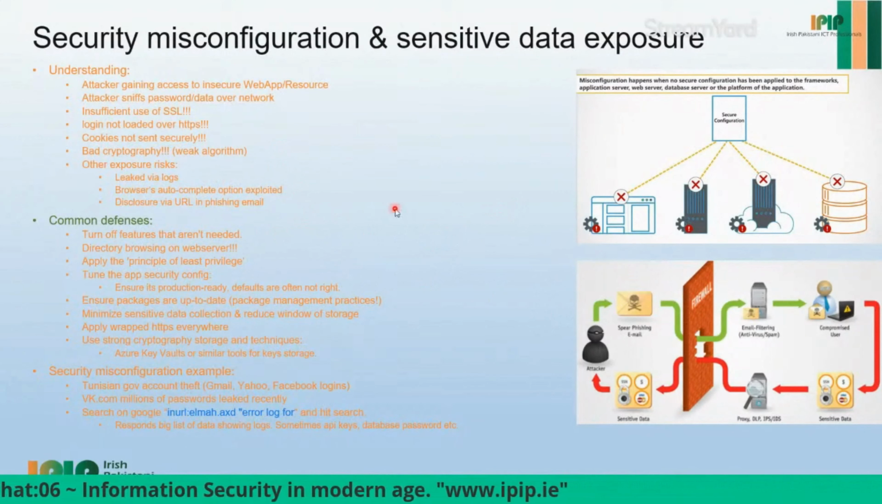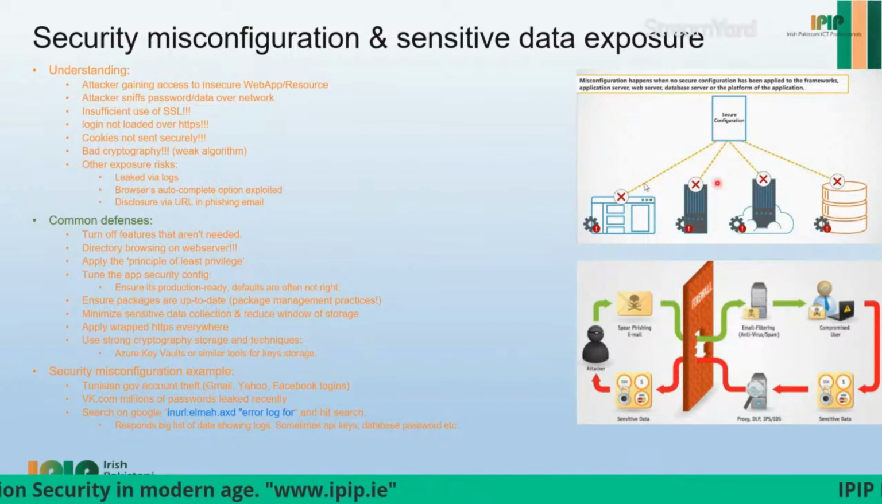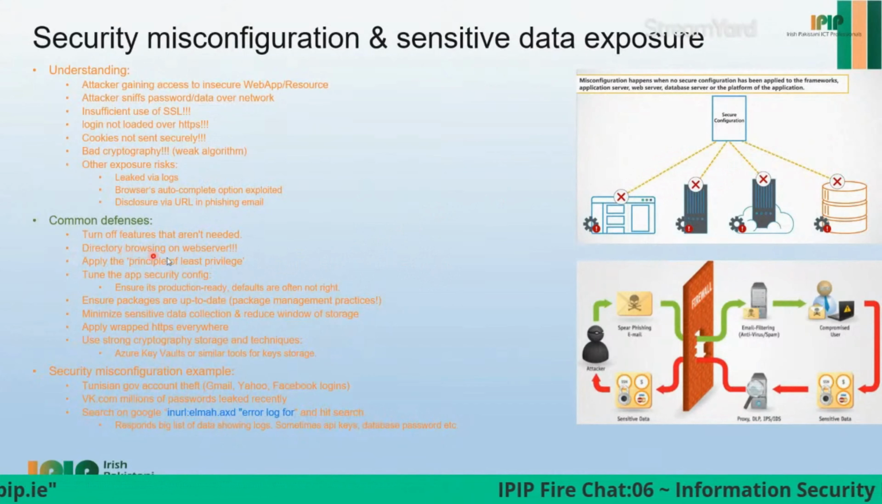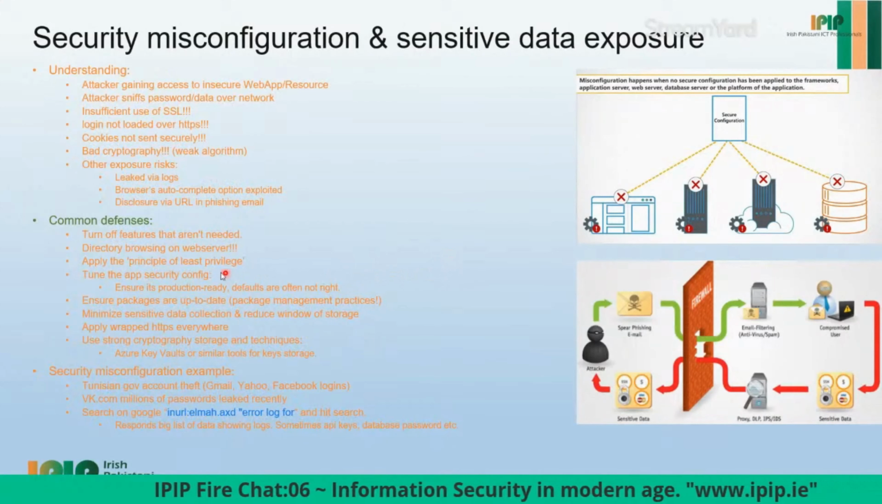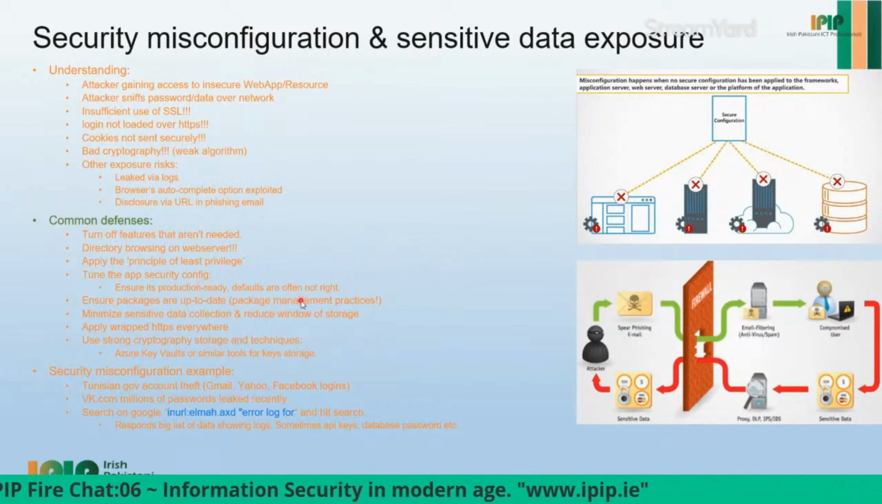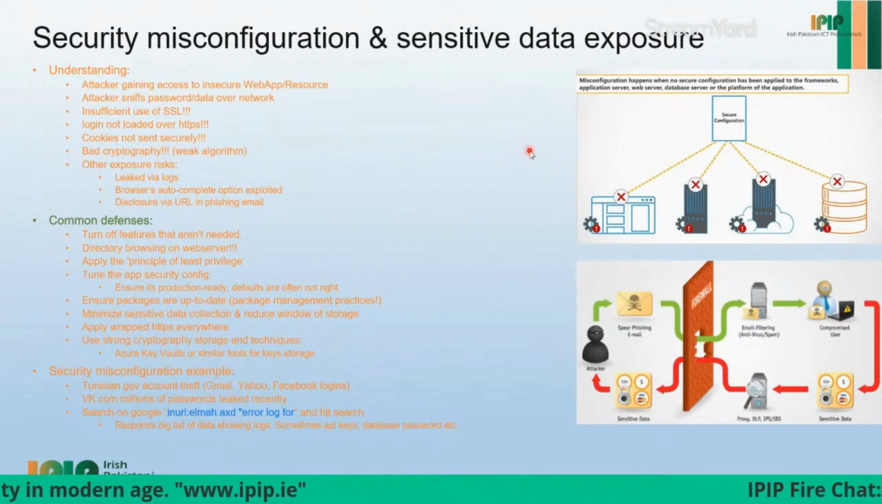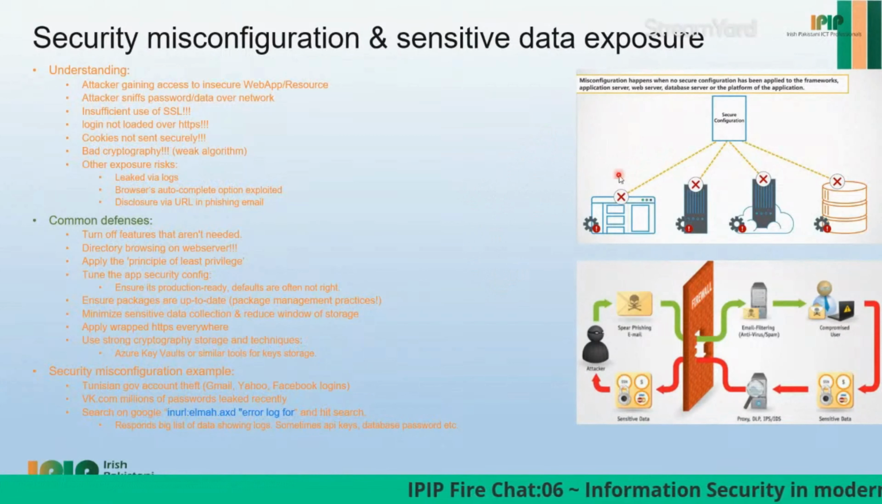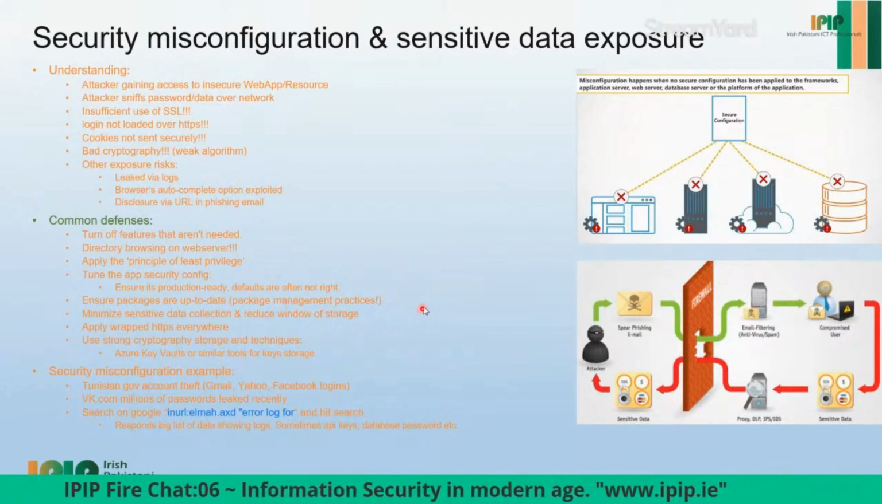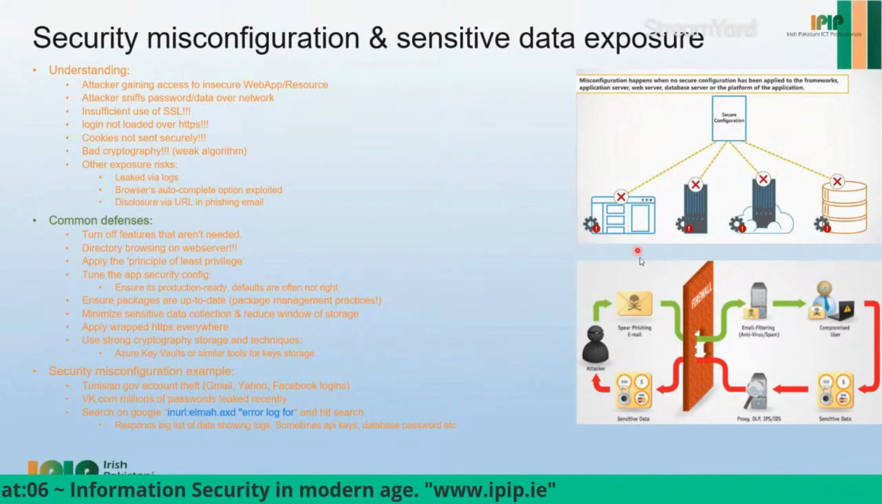So common defenses are to turn off features which aren't needed in the configuration. Do you really need directory browsing on the web server? Apply the principle of least privilege, fine tune your app security config and ensure that it's production ready, and do not always use default settings. Fine tune that. If you're using package management packages, make sure they are up to date and package management practices are employed, and minimize the sensitive data collection here.